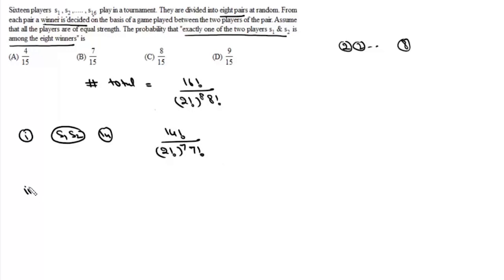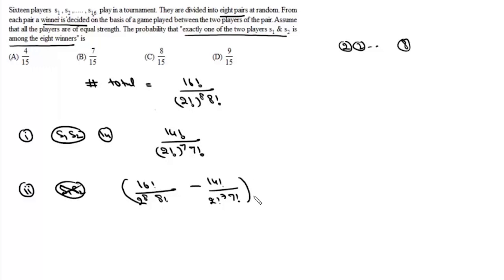And the second case, when S1 and S2 are not paired against each other. And such pairs will be the total possibilities, which is 16! / (2^8 · 8!) minus 14! / (2^7 · 7!). Now we have two pairs, suppose S1 and Si and then S2 and Sk. Now we need to find the probability that exactly one of them wins.